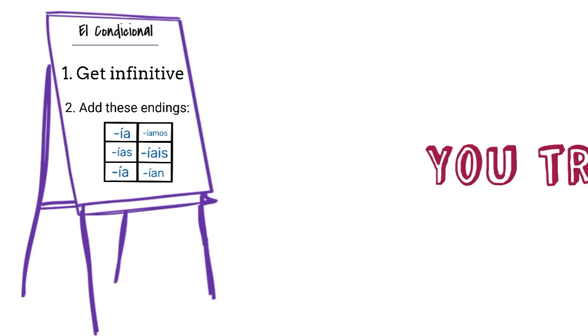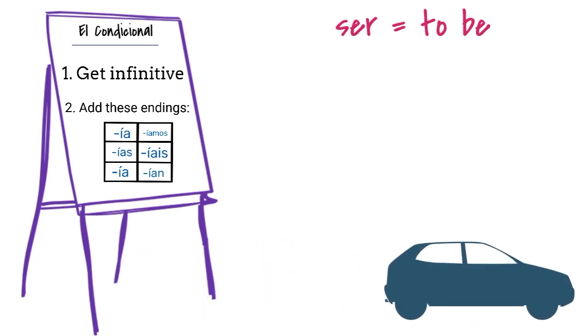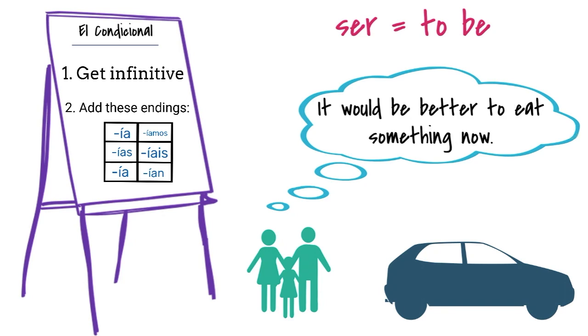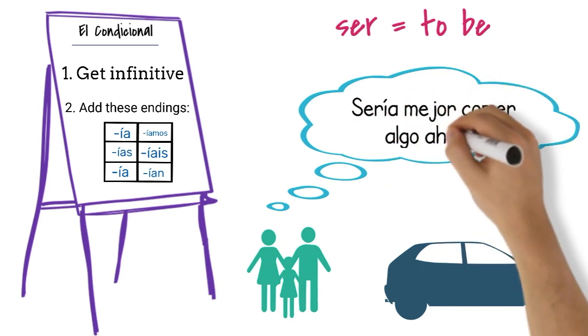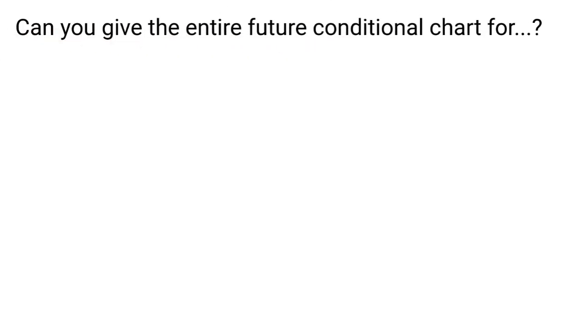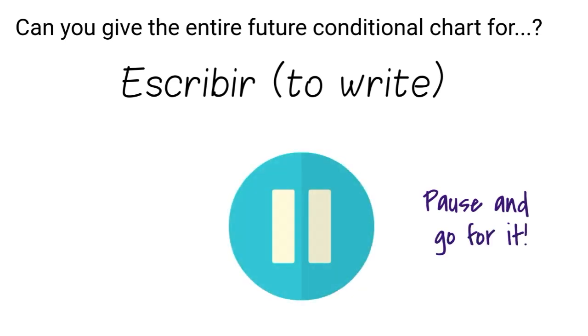Now you try one. Ser means to be. Let's say you're about to drive a long time and everyone is hungry. How do you say, it would be better to eat something now in Spanish? That's right. Sería mejor comer algo ahora. Okay, let's try a whole chart. Pause the video and conjugate escribir in the conditional tense. Say the result out loud to practice pronunciation, and then unpause.